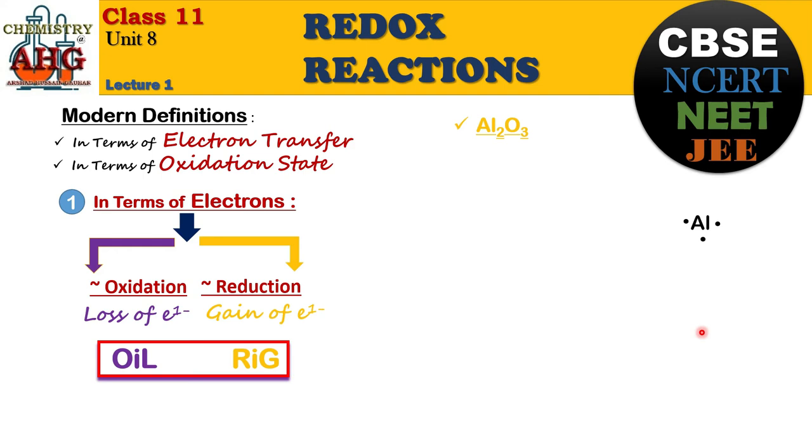So what you can see is that aluminum has 3 unpaired valence electrons. So aluminum could make 3 bonds. It could lose 3 electrons because it is a metal and metals lose electrons easily. So aluminum will lose 3 electrons. We have come to know this by the distribution of electrons.